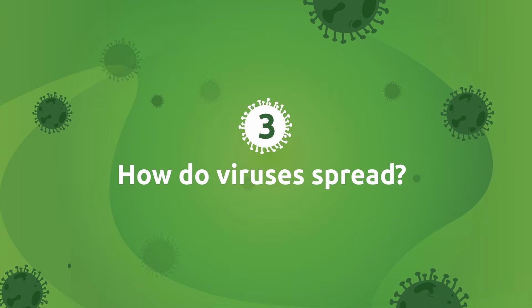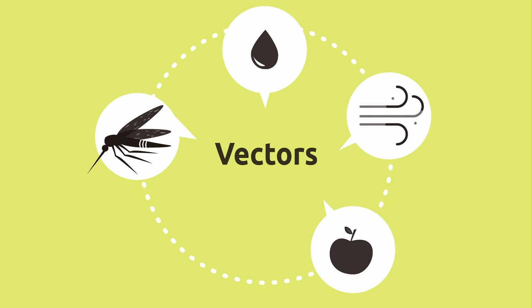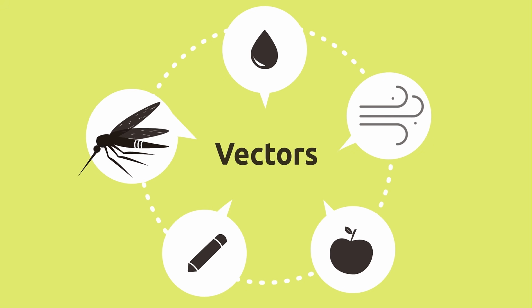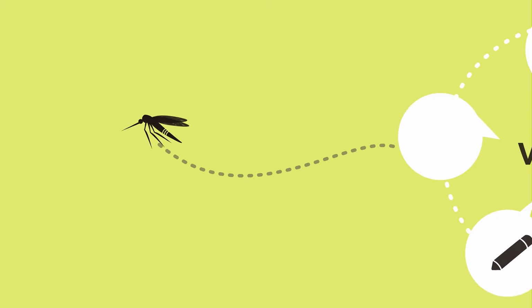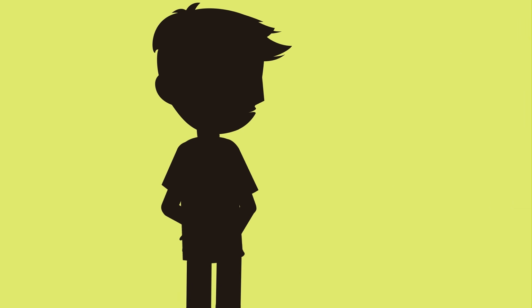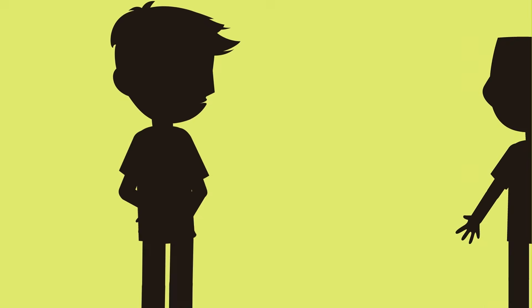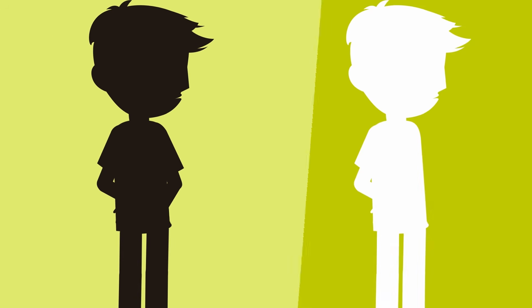How do viruses spread? Viruses can spread through different vectors like animals, water, air, food, or objects. A vector is the carrier of a virus that can infect other organisms. A mosquito bite, for example, can cause a virus to spread to another animal. Every time we cough, viruses spread out in the air. They are easily transmitted and infect living beings in the environment.